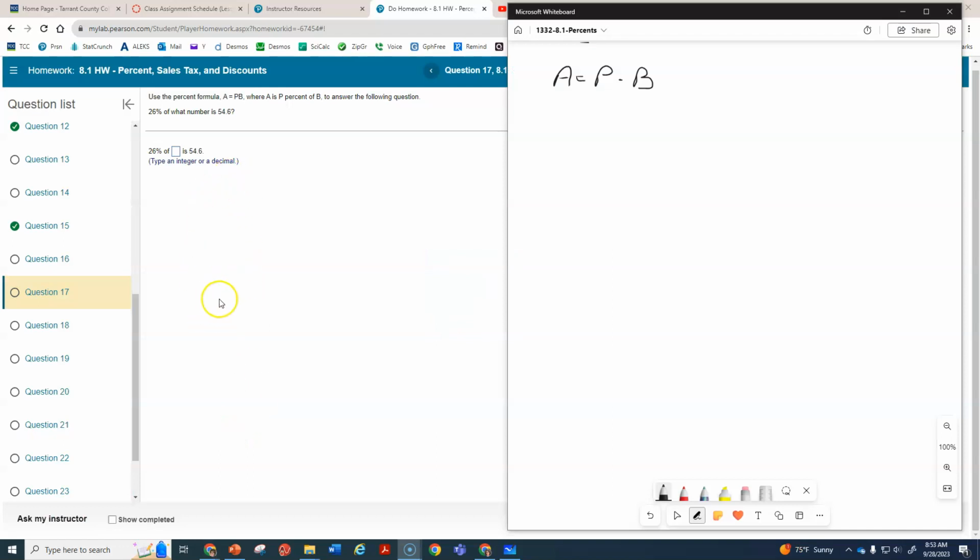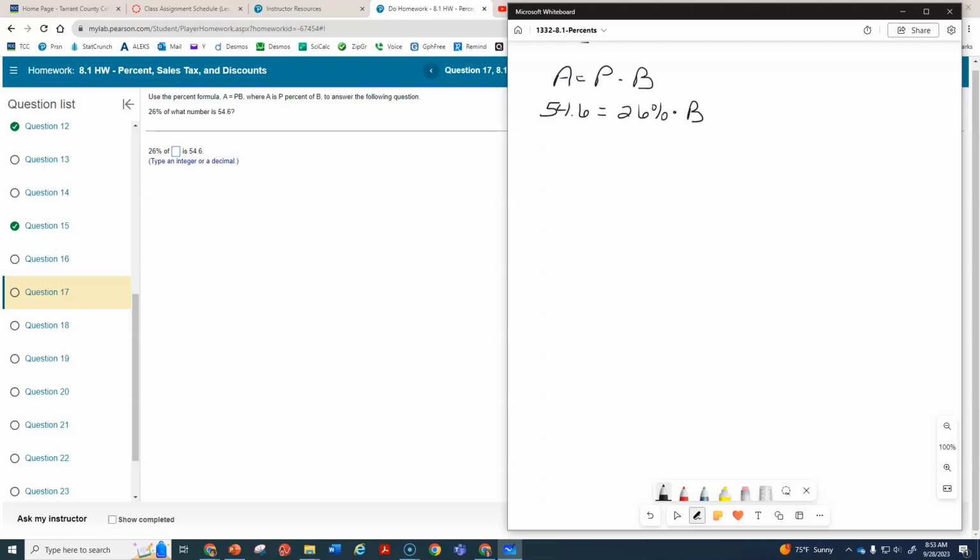Okay, on question 17, they were using the same formula. They've just changed what we're finding right here. 26%, that's always going to be your P. The percentage is always going to be your P. 26% of, we don't know what the B is, so we're going to leave B in the formula and we'll solve for B. So 26 is going to go in the place of P. We're going to leave B where it is. That means that the "is" is 54.6, that goes where A is. So 54.6, and then 26% goes right there of.